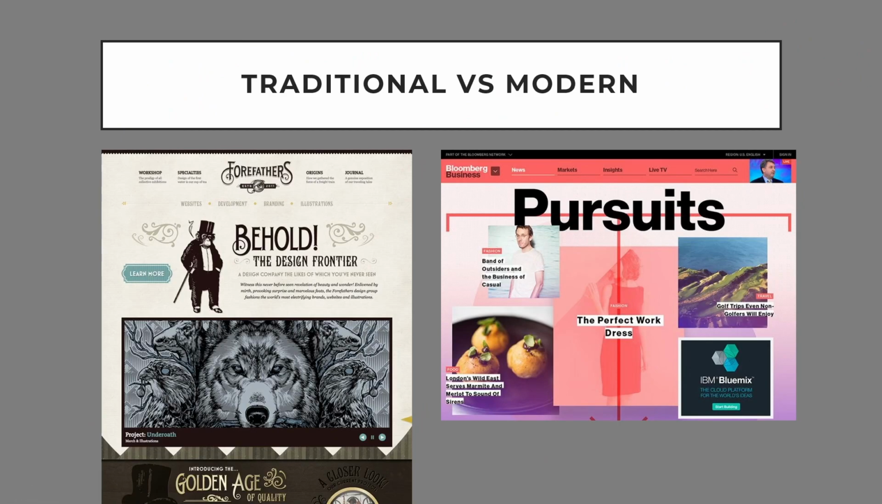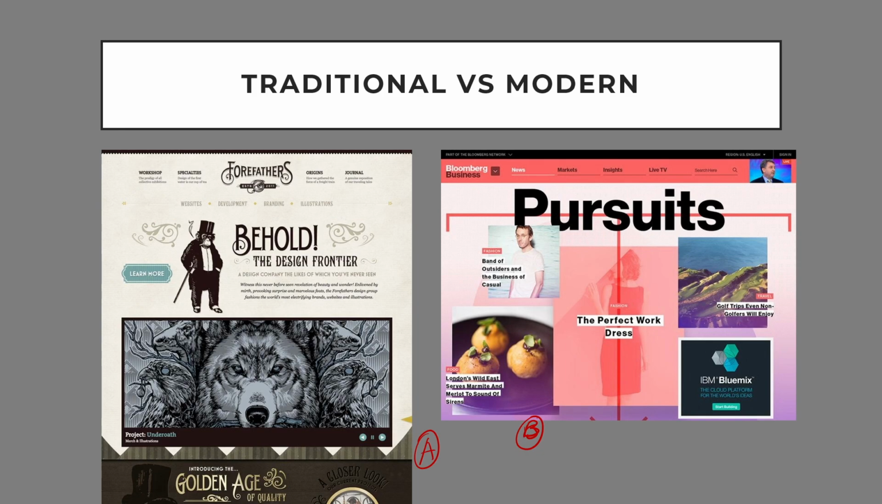So expanding a bit more. Which one looks more modern, A or B? Websites again. Anyone? Yes. I think the one on the right is more modern versus the one on the left, which is more traditional, because you can see the placement of things.